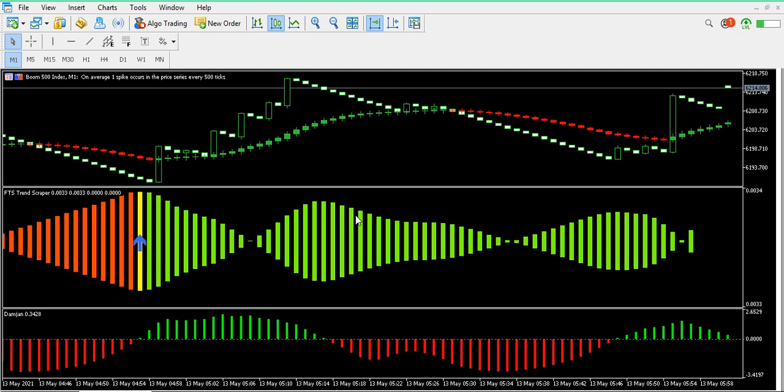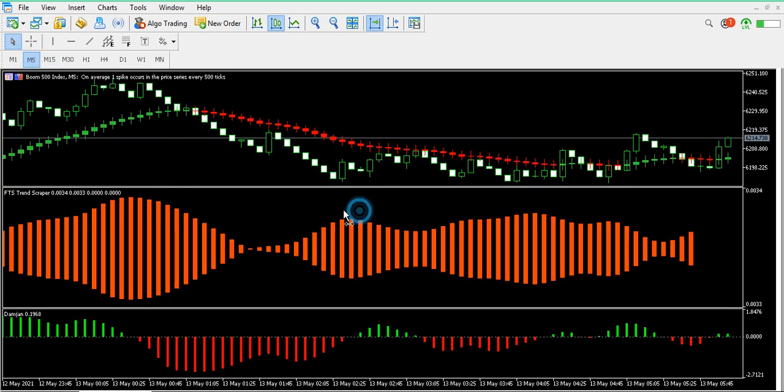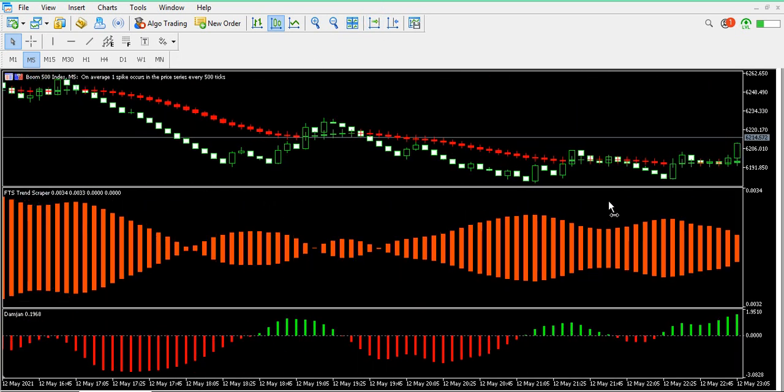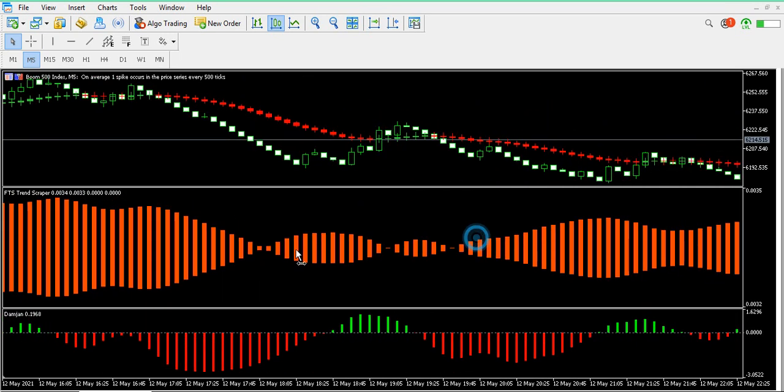Now this is Boom 500 and I'm on the 1 minute time frame. I'm going to change the time frame to 5. Okay, so this is the 5 minute time frame. Here you can see that it is quite different from that of the 1 minute. Now it depends on the time frame that you really want to trade. If you are good with the 1 minute, you enter for 5 candles, which is 5 minutes, then it is fine depending on your own trades.